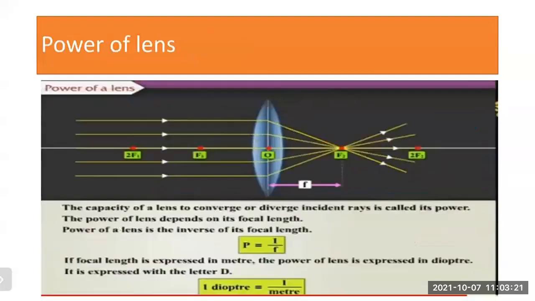Then after that we have the power of the lens. Now, what is the power of the lens? It is the capacity of a lens. Listen carefully. The capacity of a lens to converge or diverge the incident rays is called its power.